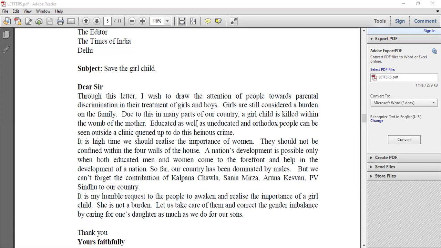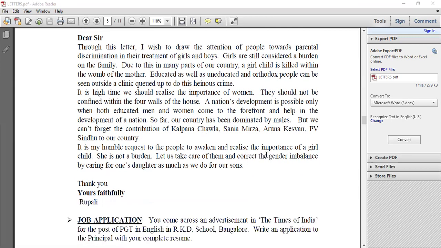It is my humble request to the people to awaken and realize the importance of a girl child. She is not a burden. Let us take care of them and correct the gender imbalance. Very important line. You should not show that gender imbalance, as educated family members. So let us take care of girl children and correct the gender imbalance by caring for one's daughter as much as we do for our sons. Thank you. Yours faithfully, Rupali.